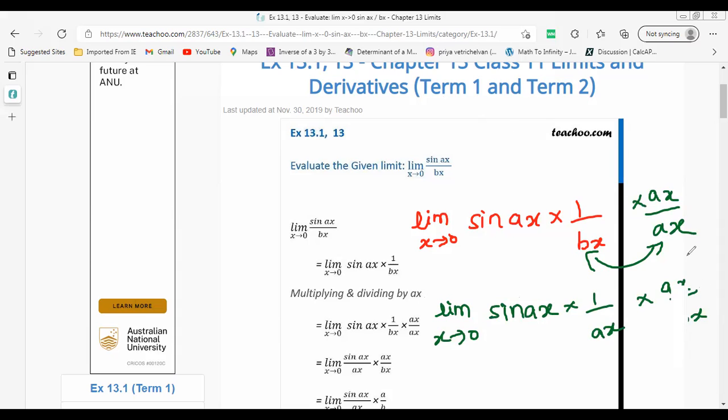Now I can cancel out the x in the numerator and the denominator. So it's going to be limit x approaches 0 sin ax into 1 by ax, which can be written as ax, and this can be written as a upon b.